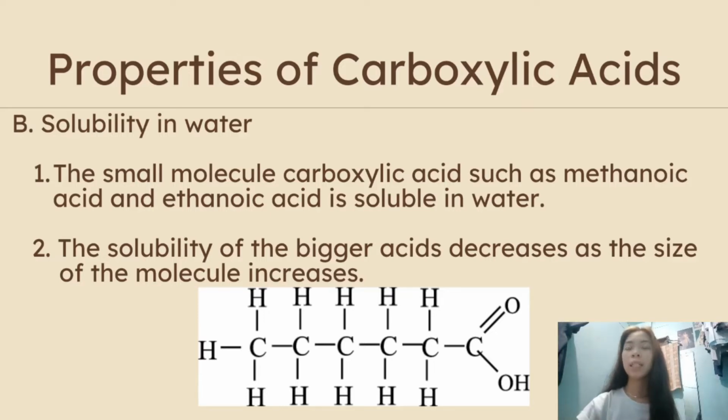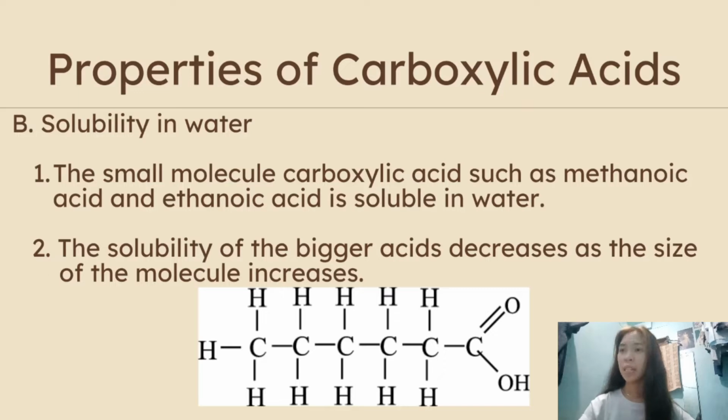So next is that the solubility of bigger acids decreases as the size of the molecule increases. For example, we have here a chemical structure of a hexanoic acid, and it says in this statement that the bigger the size of a molecule, the lower the solubility. So take note that every OH or hydroxyl group is soluble in water and every carbon chain is insoluble.